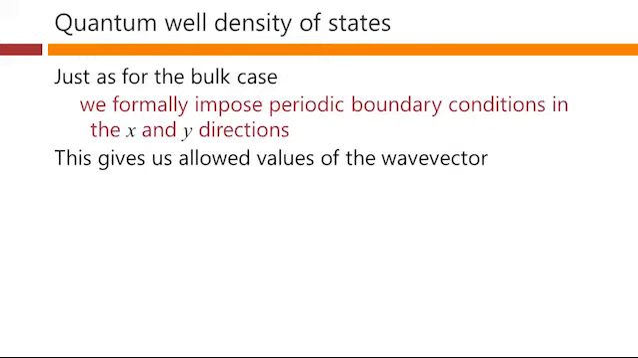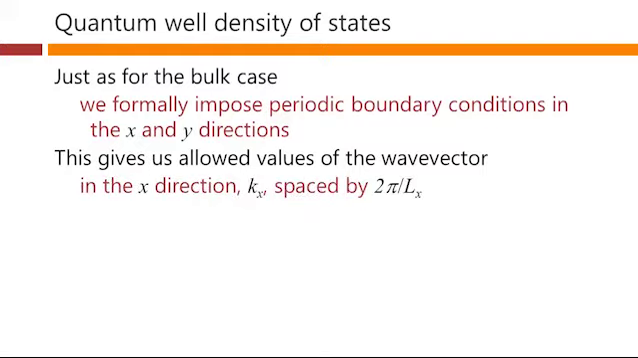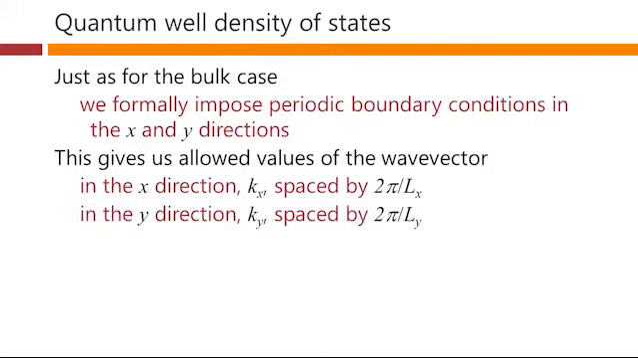This is going to give us allowed values of the wave vector. In the x direction, values kx spaced by 2 pi over Lx, and in the y direction, ky spaced by 2 pi over Ly. These are going to be the allowed values of the wave vector components in the plane of the quantum well layer.